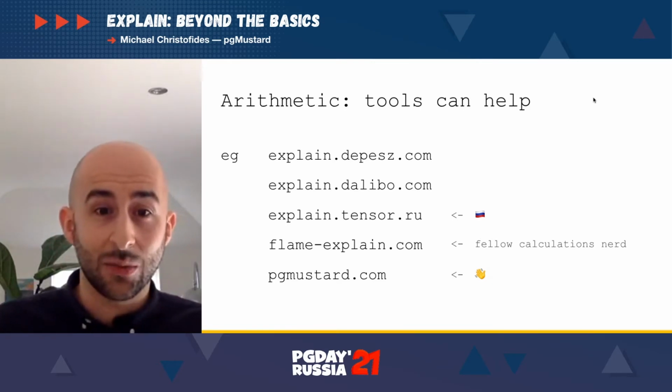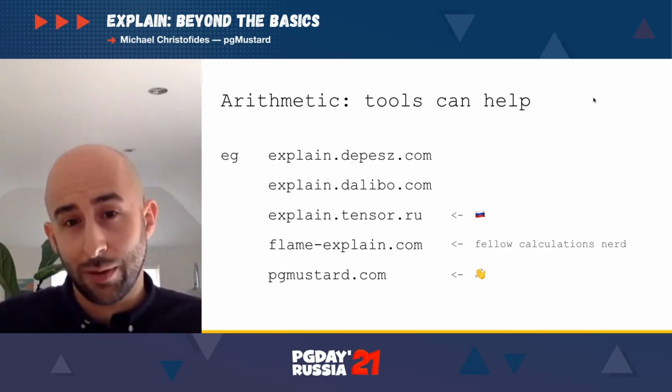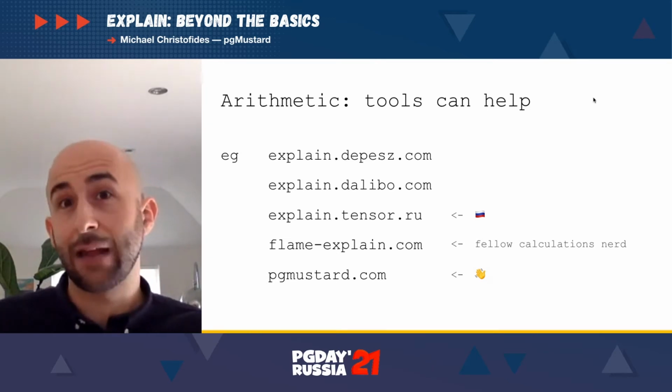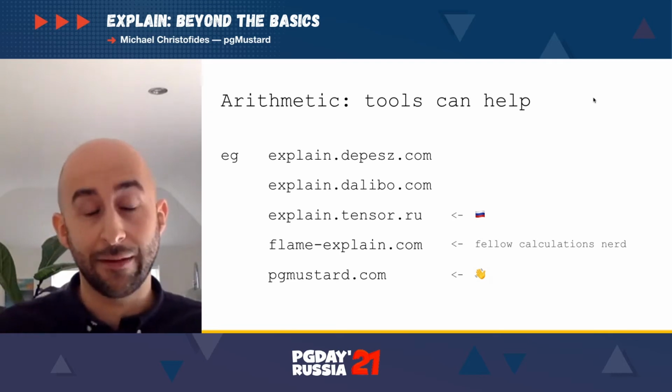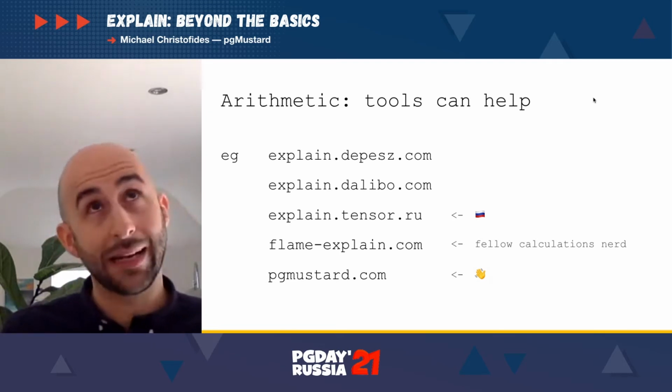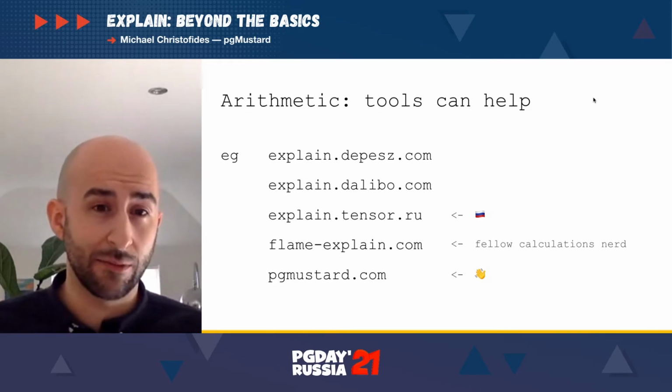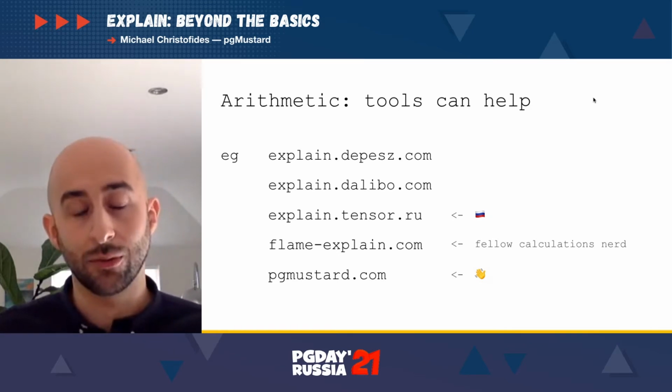And then pgMustard's the one I work on. Part of the tool is a timing chart that is effectively a flame graph viewed from above or below, I guess. And yeah, we try to give advice as well, but it's a very visual tool.